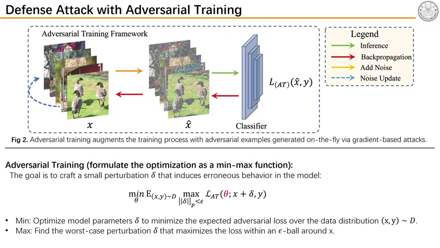So, how can we defend against these attacks? One widely used approach is to treat adversarial examples as a type of data augmentation. This leads to a strategy called adversarial training. Formally, it's framed as a min-max optimization problem. We first maximize the adversarial loss by finding the worst-case perturbation within a constrained space, and then minimize the classification loss over these perturbed inputs.